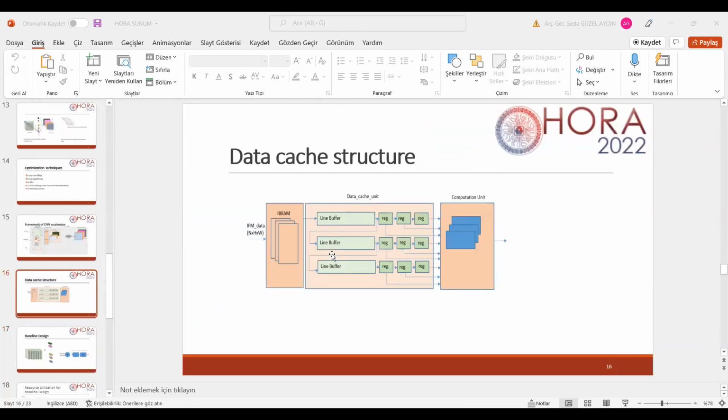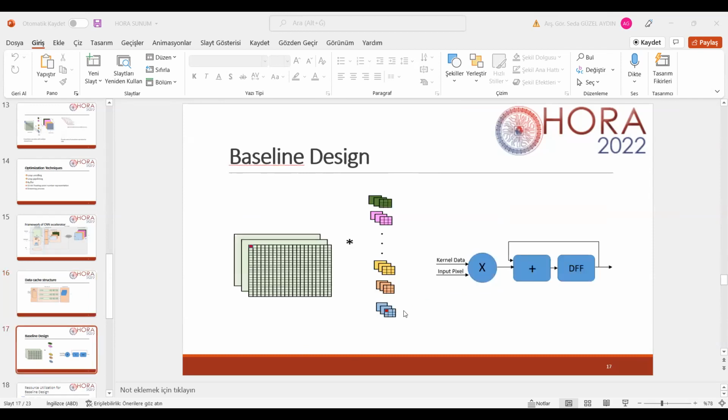This is our data cache structure. During the inference of CNNs, it is often necessary to read a large amount of data. Data access is so important in the FPGA implementation of CNN. The data feeding the parallel units should also come to these units in a parallel way. So we use a buffer structure to feed the computational unit in a parallel way.